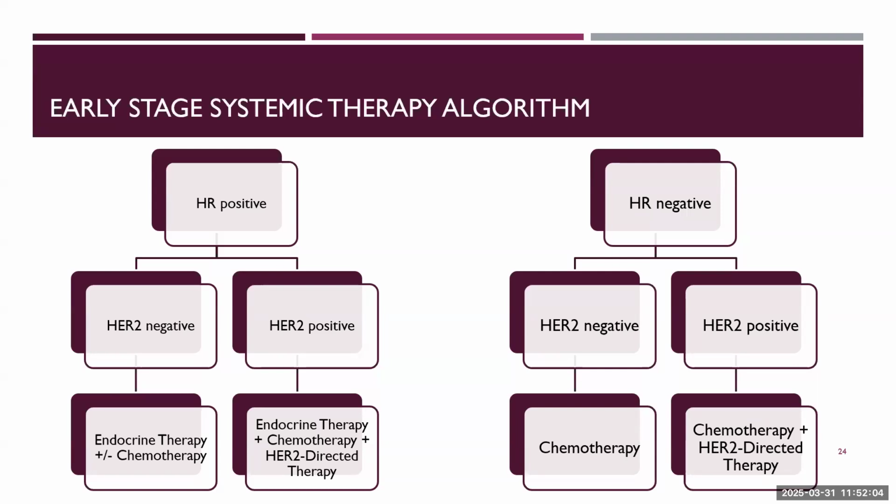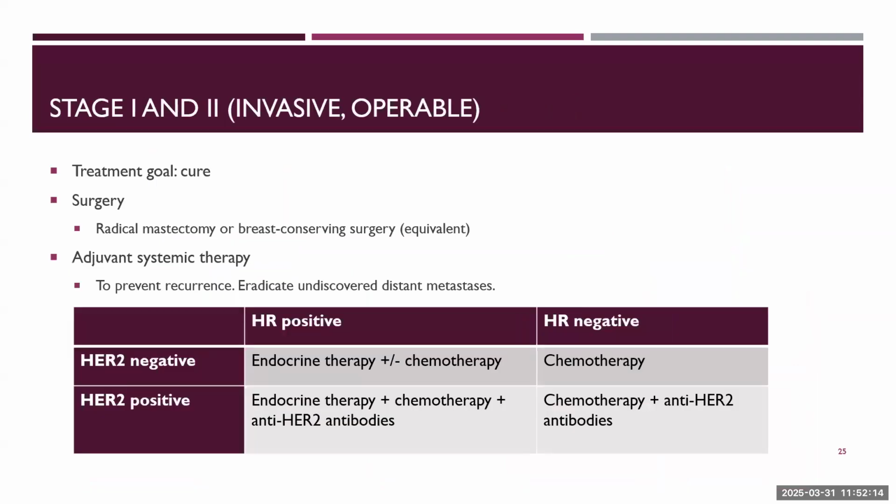If they're HR negative, HER2 positive, we still have the chemotherapy, and because they're HER2 positive, they will get HER2 directed therapy. So for stage 1 and 2, this is invasive and operable. The treatment goal for this is going to be cure. These patients will undergo surgery, so they can either get a radical mastectomy, removal of the breast, or breast conserving surgery with a lumpectomy. The outcomes are the same for both, so it's just dependent on patient preference and what they decide with the surgeon is best for them.